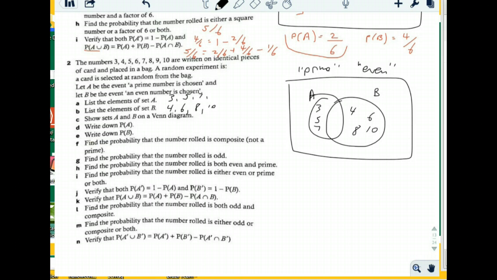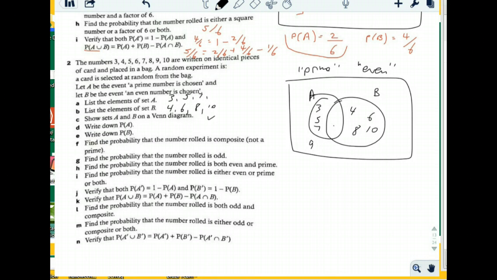Okay, and then show sets A and B on a Venn diagram. Okay, we've done that. Write down probability of A. Probability of A, well, let's figure out how much is in the middle. None, right? None of those elements are common. How many elements are outside? Well, let's see. What about 3, 4, 5, they're already there. 6, 7, they're already there. 8, 9, 10. Well, 9 is the only one that's not there, right? So we'll put 9 outside. And now we can do our calculations.